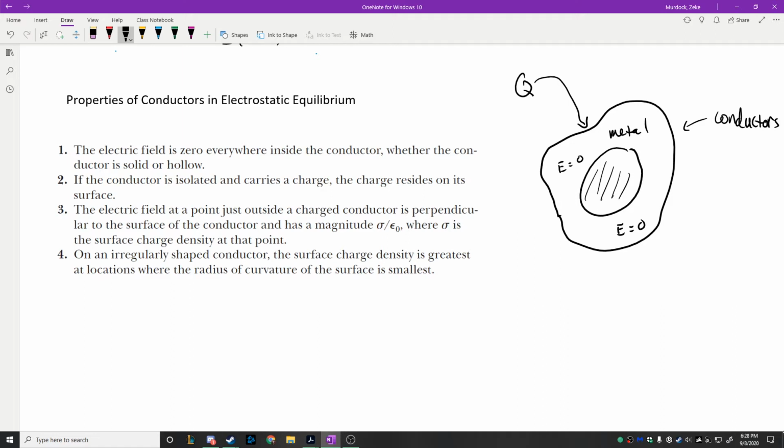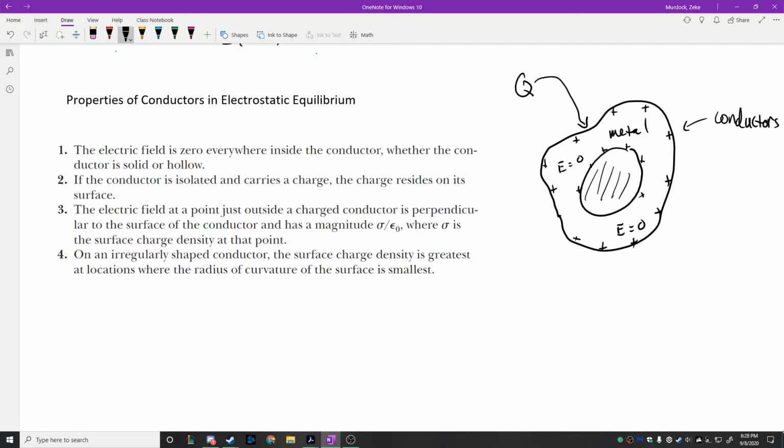The second statement is, if the conductor is isolated and carries a charge, the charge resides on its surface. So that means that all of the charges automatically go to the surface, basically, and only the surface. Some of them could go to the interior surface too, but it has to be on the surface.